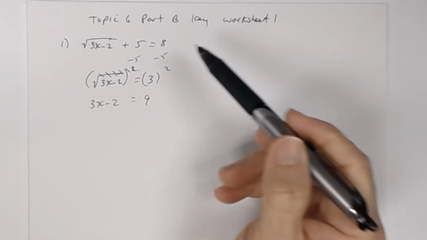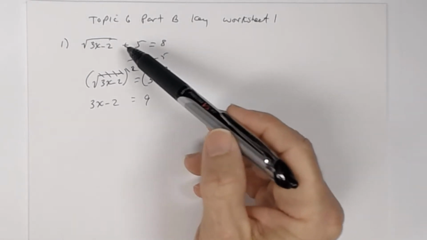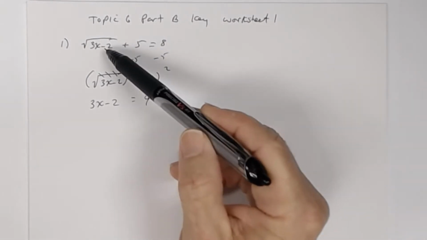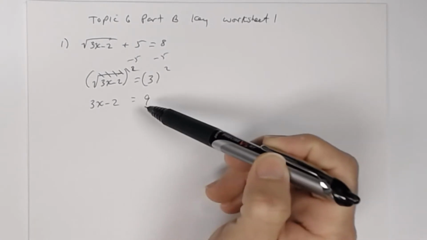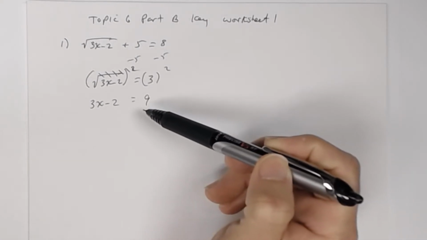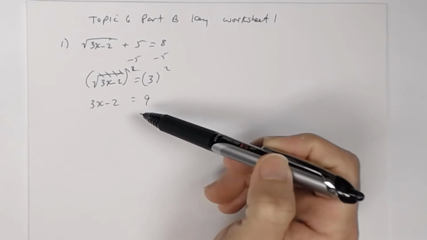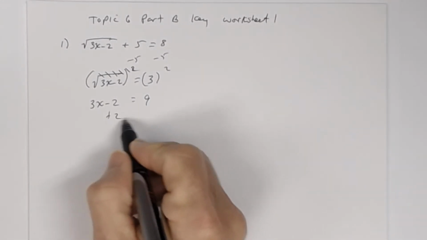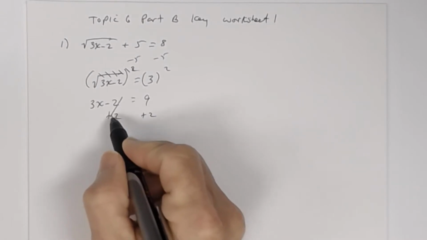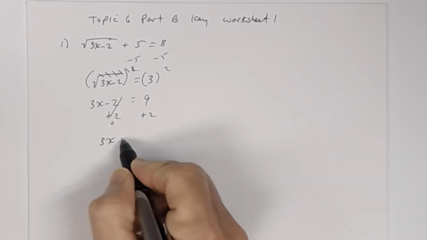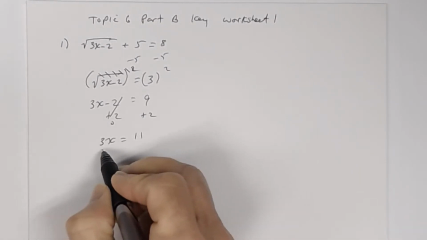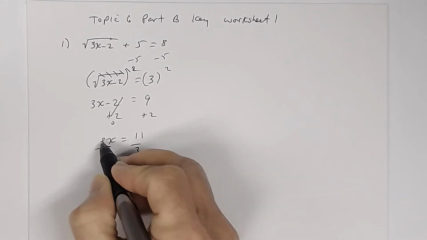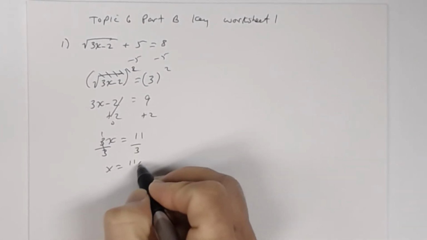And so notice I went from a square root equation or a radical equation to a linear equation. And we all know how to solve a linear equation. So to get the variable x by itself, I'm going to add 2 to both sides. And so when I combine like terms, I get 3x equals 11. And then to divide both sides by 3, I get x to be 11 thirds.